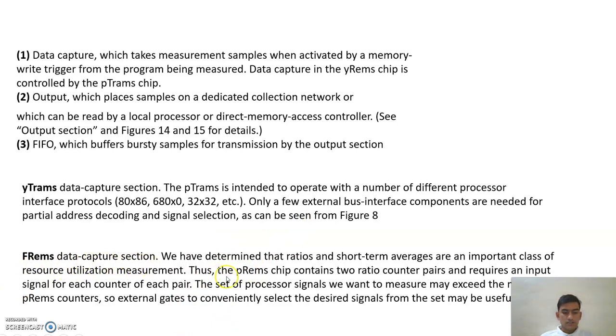In the data capture section, we have determined that ratio and some short-term averages are an important class of resource utilization measurements. Thus, the PTRAM chip contains two ratio counter pairs and requires an input signal for each counter of each pair. The set of processor signals we want to measure may exceed the number of PTRAM counters, so external gates to conveniently select the desired signal from the set may be very useful.